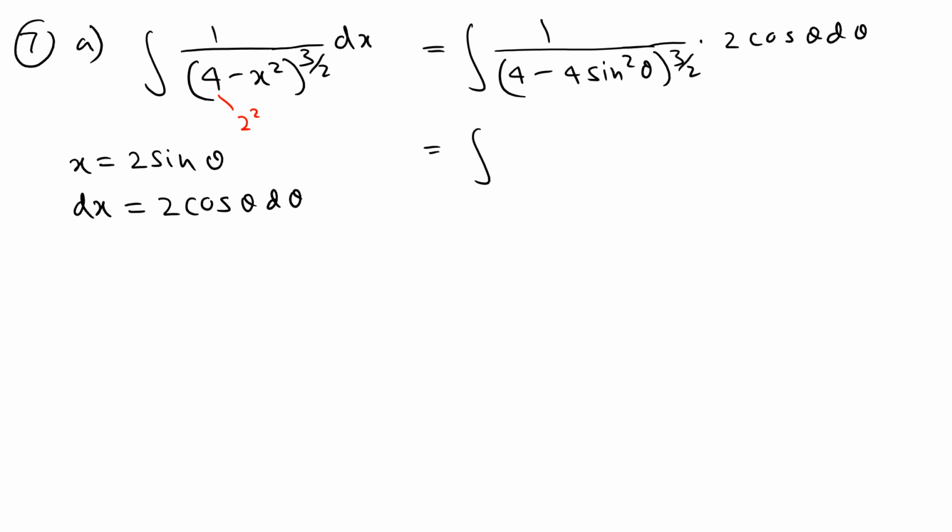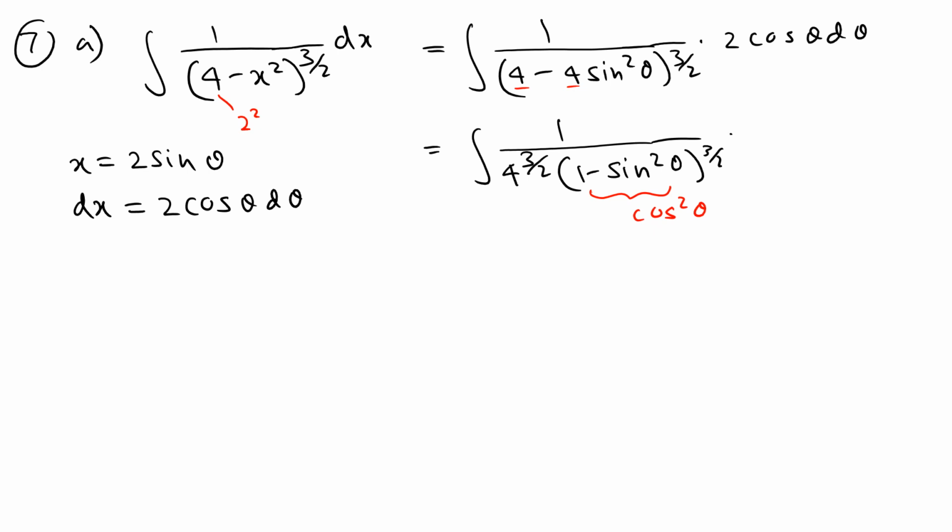Now let's see how to simplify this one. You can see that 4 is a common factor, so you can take the common factor out, to the 3 halves. So it is 4 to the 3 halves, and then we have 1 minus sine squared. This step is not really necessary. If you notice that 1 minus sine squared is simply cosine squared theta, and then 2 cosine theta d theta.